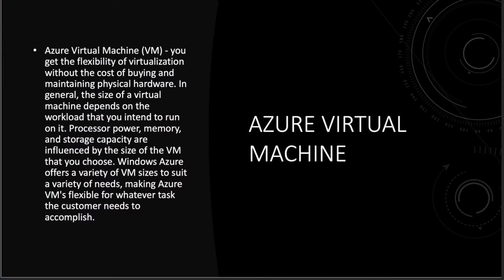All right. So the first core service, the first core resource, is going to be the Azure virtual machine. This is part of infrastructure as a service.